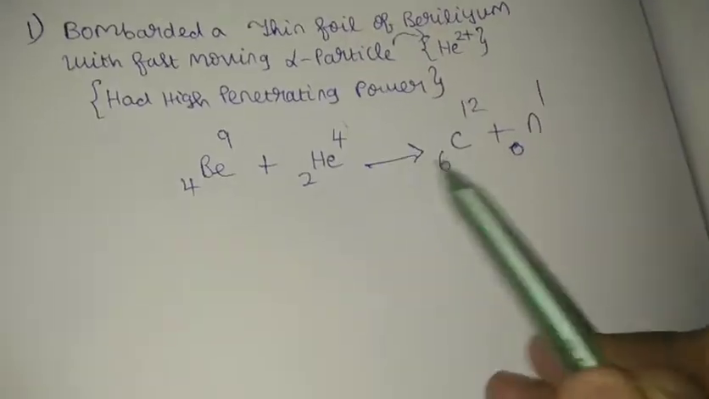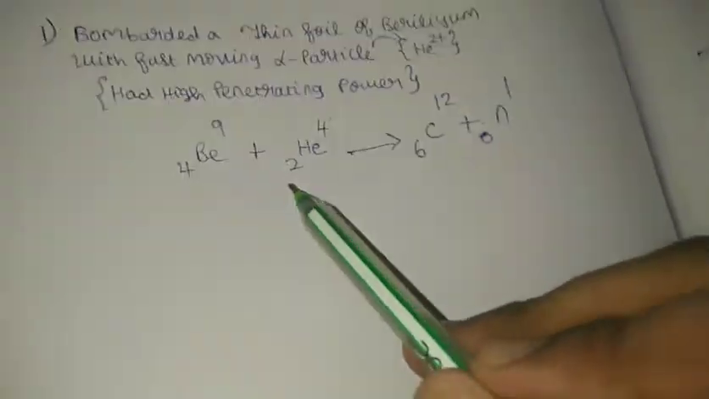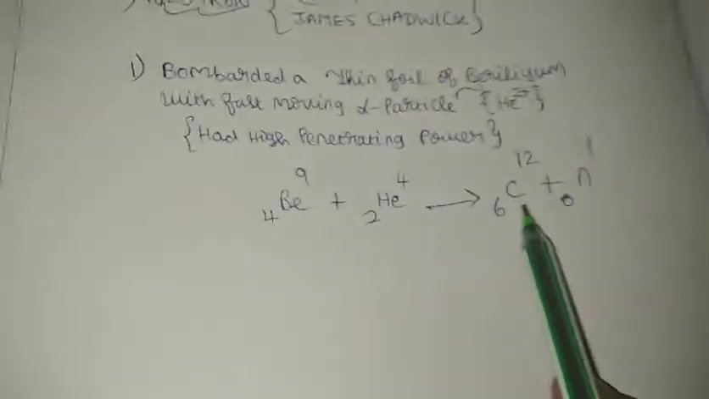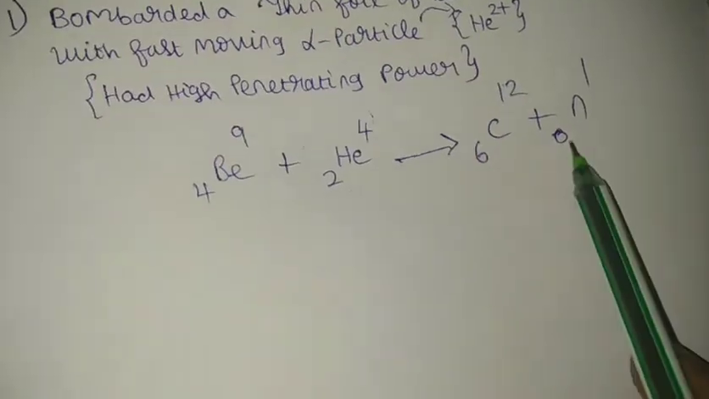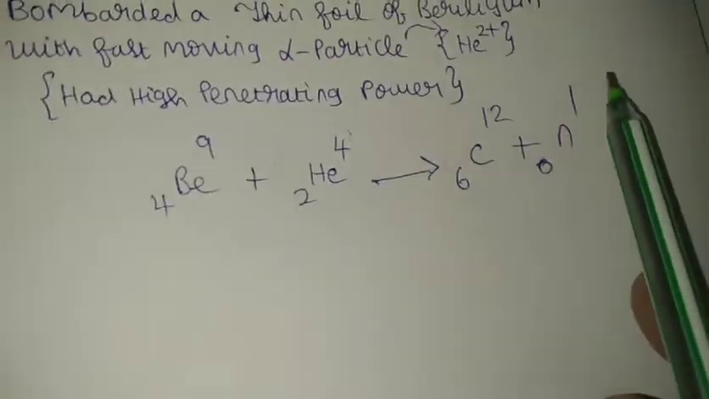4 plus 2 is 6, and this also, 6 plus 0 is 6. Okay, so we've got a carbon atom. Carbon atom means it is 4 plus 2, 6, right? So electrically it's neutral. It has no charge, but has 1 unit of mass.